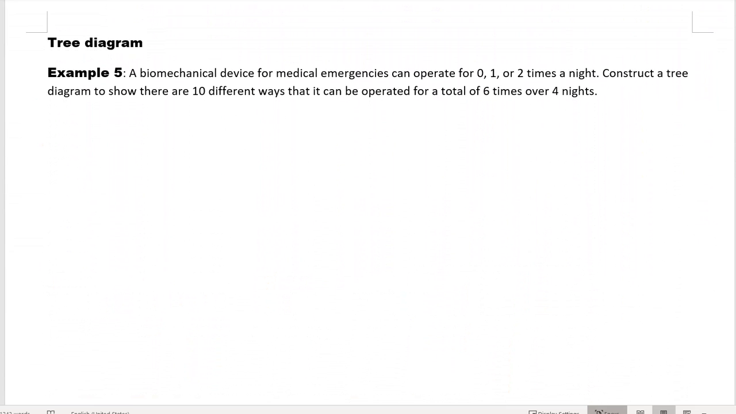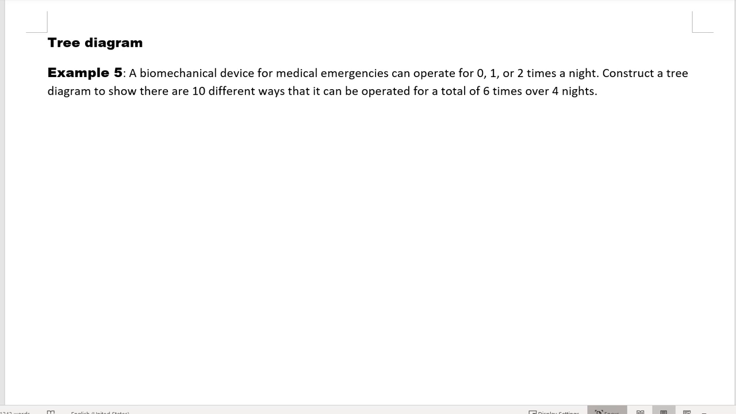Next topic, tree diagram. Example 5: a biomechanical device for medical emergencies can operate for 0, 1, or 2 times a night. Construct a tree diagram to show there are 10 different ways that it can be operated for a total of 6 times over 4 nights. Okay, let's see.